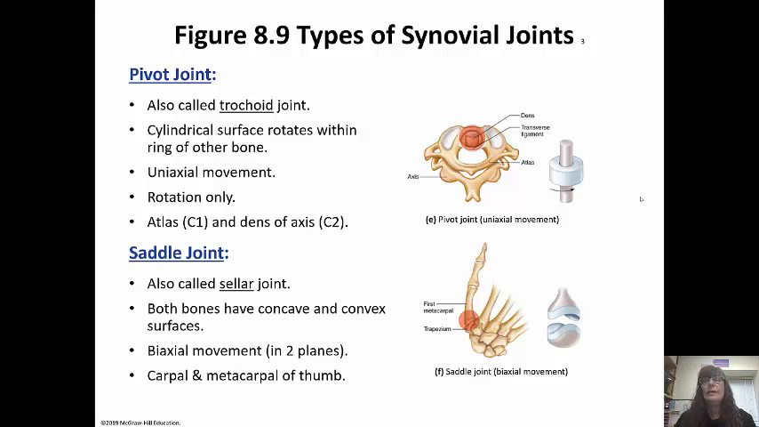Saddle joints are also called sellar joints. They have both concave and convex surfaces, biaxial movement in two planes. So the carpal and metacarpal of the thumb are examples of a saddle joint.